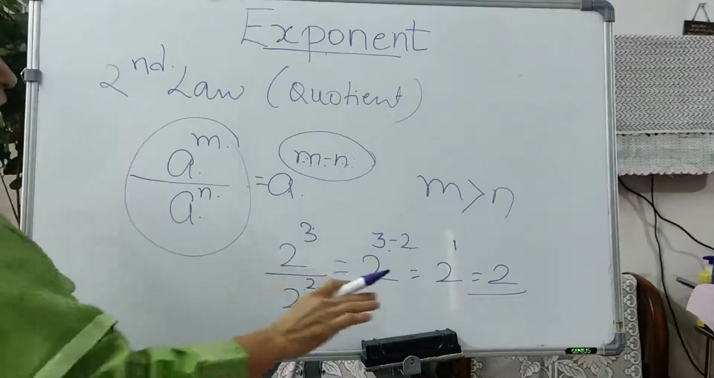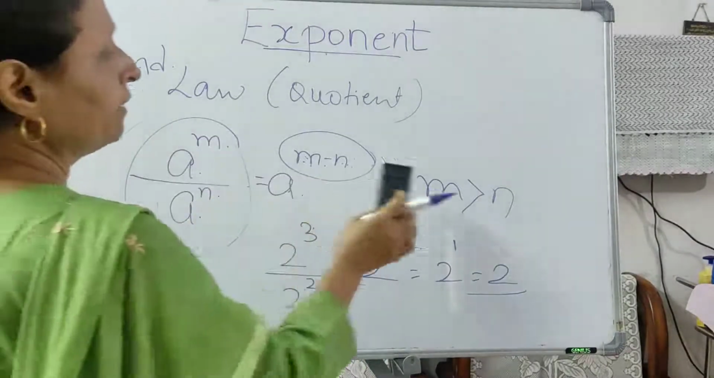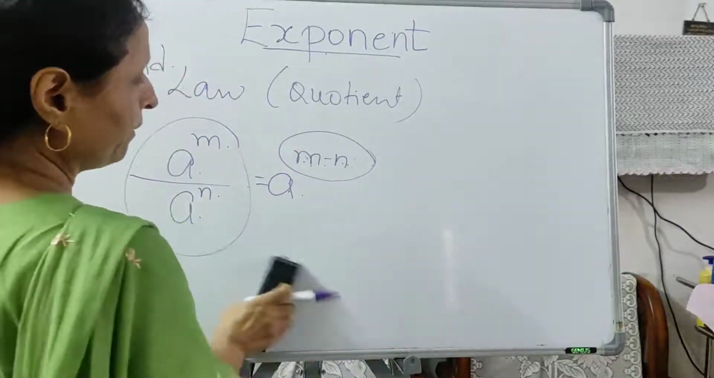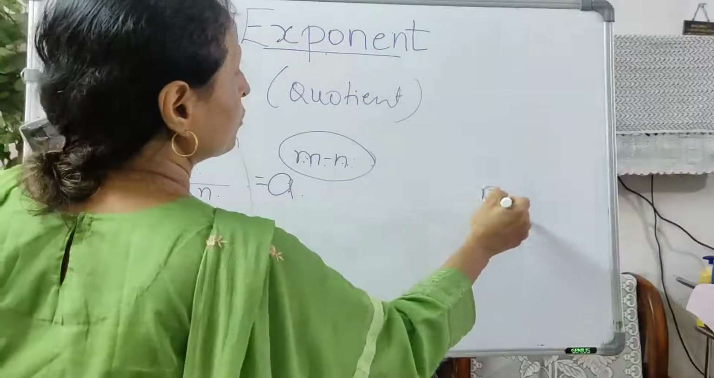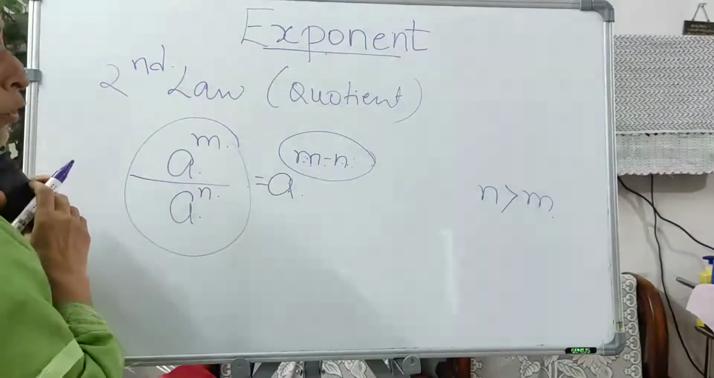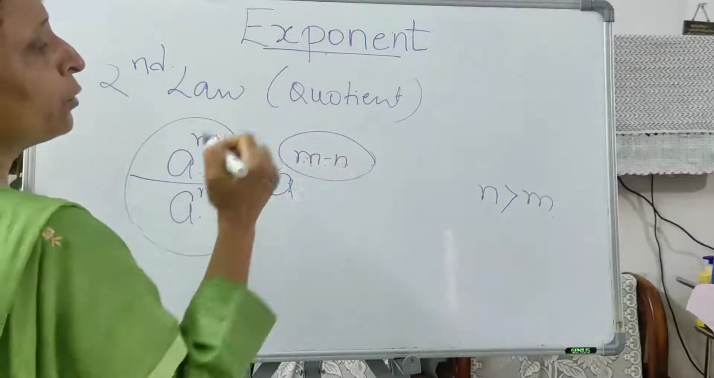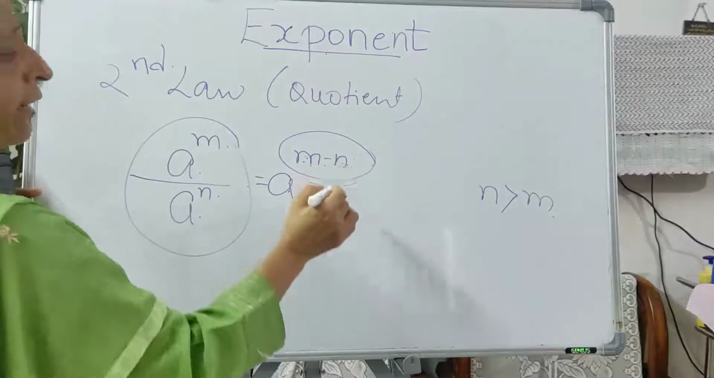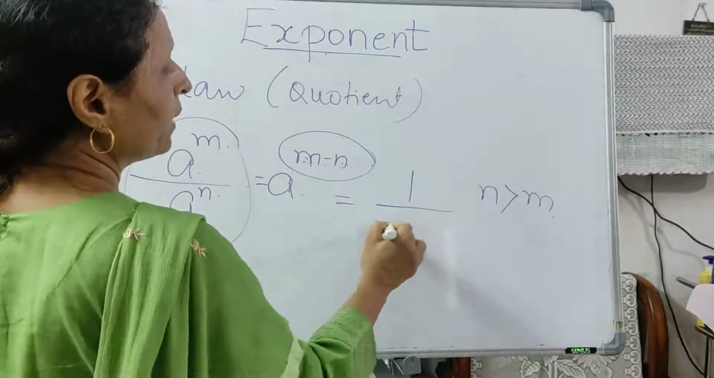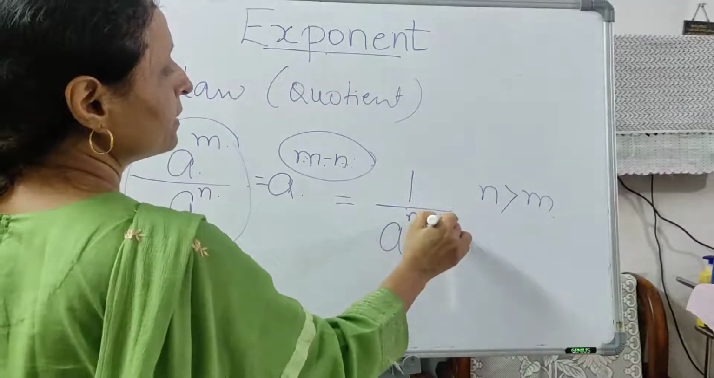Now what if n is greater than the first one? Then what you will have is a negative answer. So it has to be a raised to m minus n.